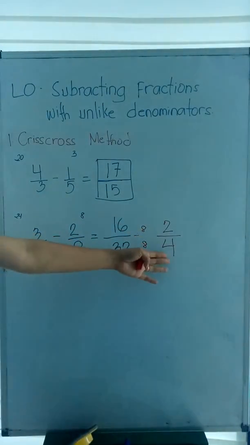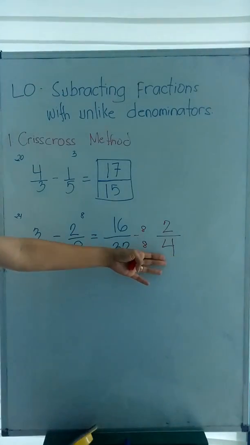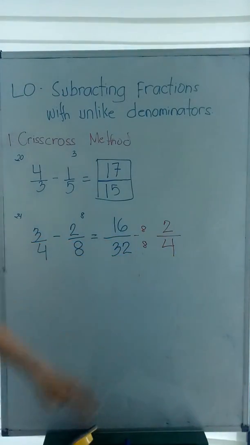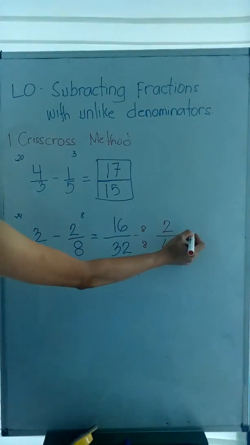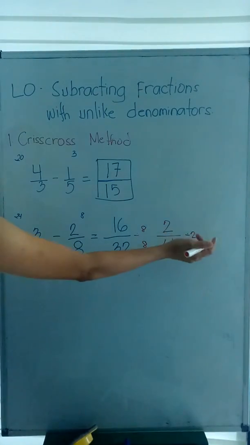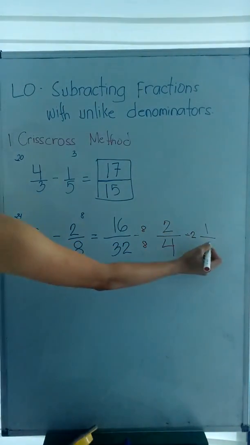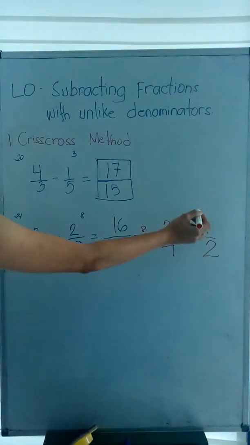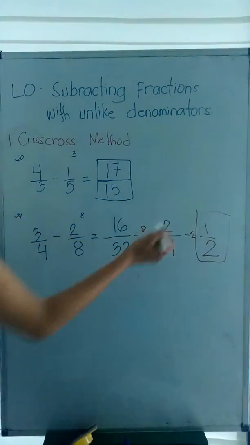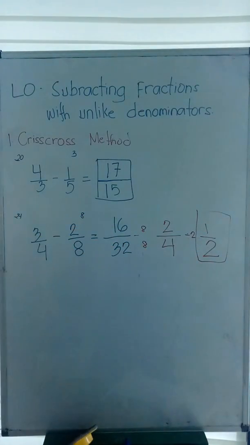We can still simplify this, even if it's a small fraction, 2/4. There's still one more number we can use to divide, and that is, of course, 2. 2 divided by 2 is 1, 4 divided by 2 is 2. So our final answer is 1/2.